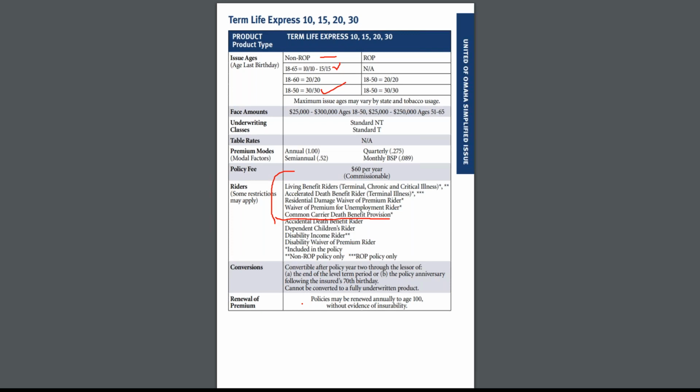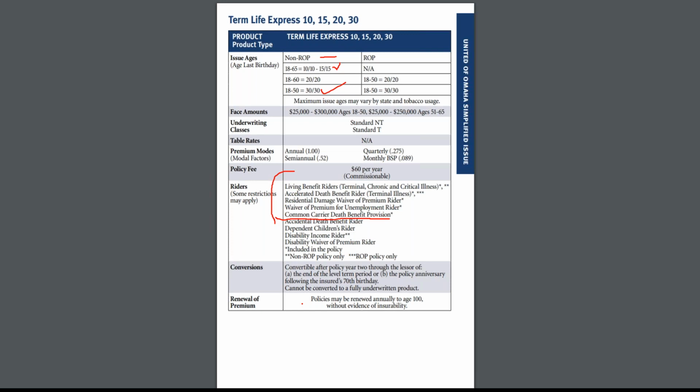At age 80, when their term policy is expiring, with this annual renewable term, they can renew the policy. It's guaranteed renewable without proof of insurability to age 100. Now the catch is obviously the premiums are going to increase every year from age 81 to age 100. The premiums will increase over time. But the cool thing is it is guaranteed insurability.